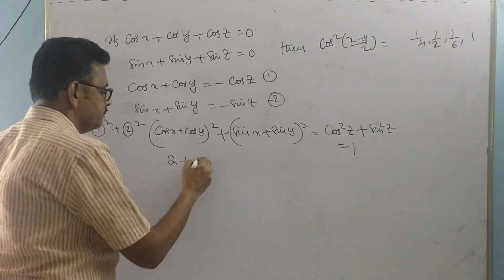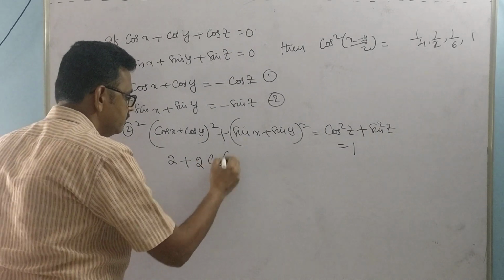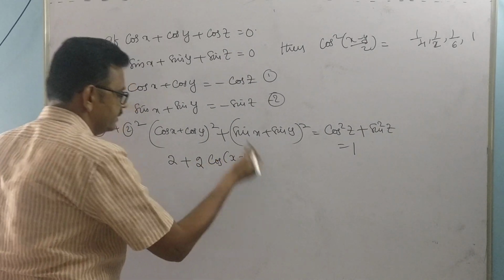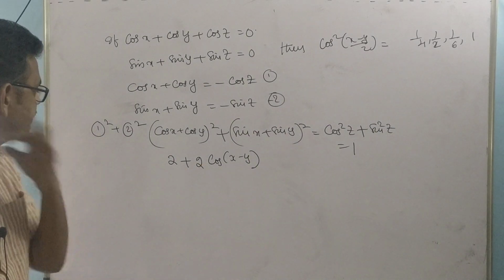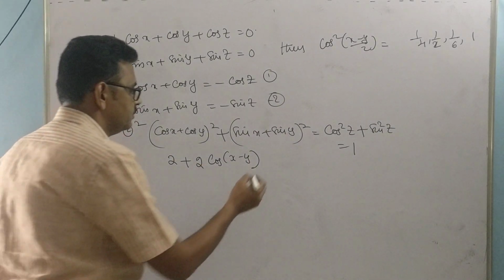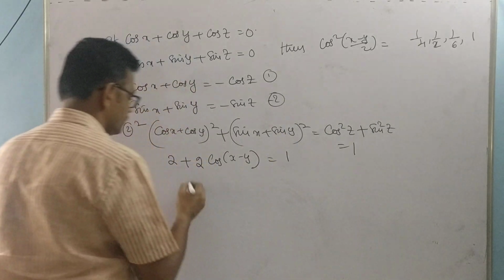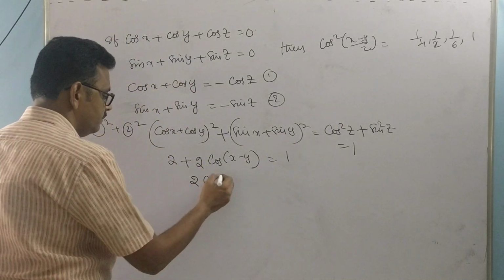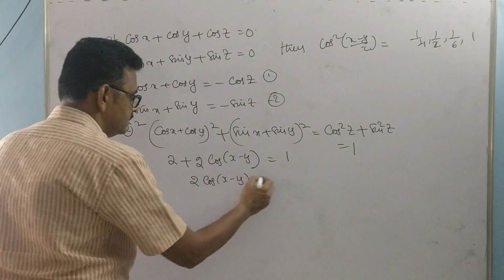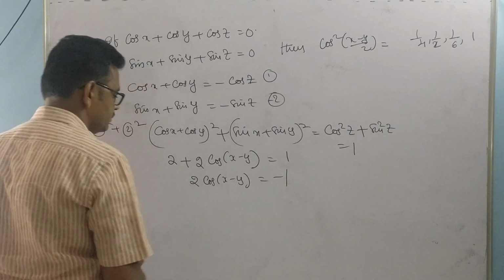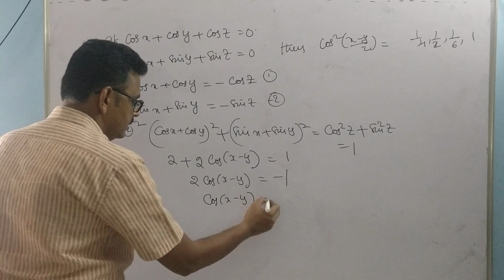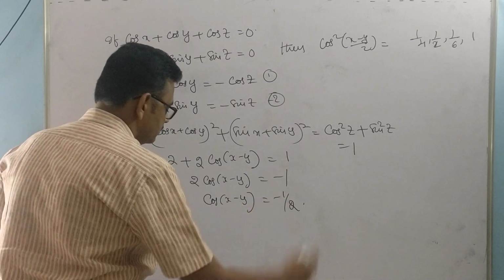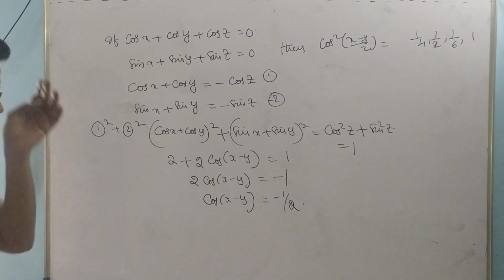Same as the previous sum, you put 2 plus 2 cos of (x minus y) is equal to what? 1. So 2 cos of (x minus y) is equal to 1 minus 2. So cos of (x minus y) is equal to minus 1 by 2.